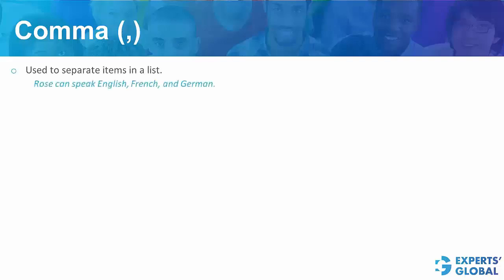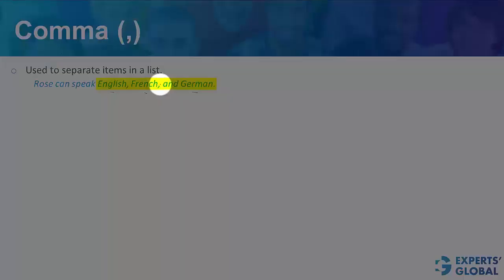For example, look at this sentence. You have Rose can speak. Now a list of languages, English, French, and German. Since it is a list of more than 2 elements, we have a comma here, the Oxford comma.